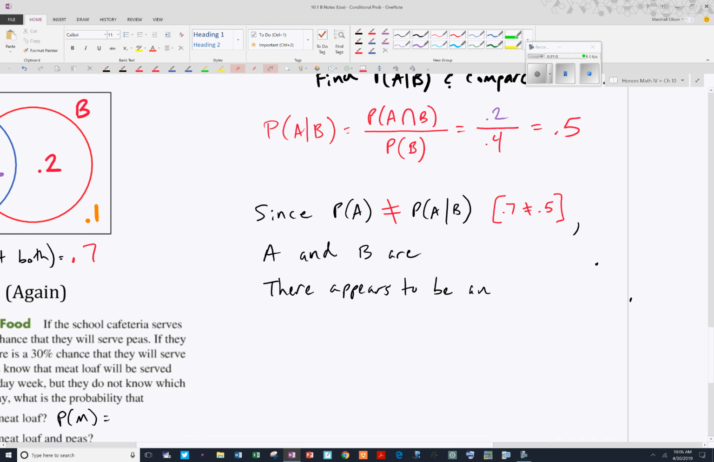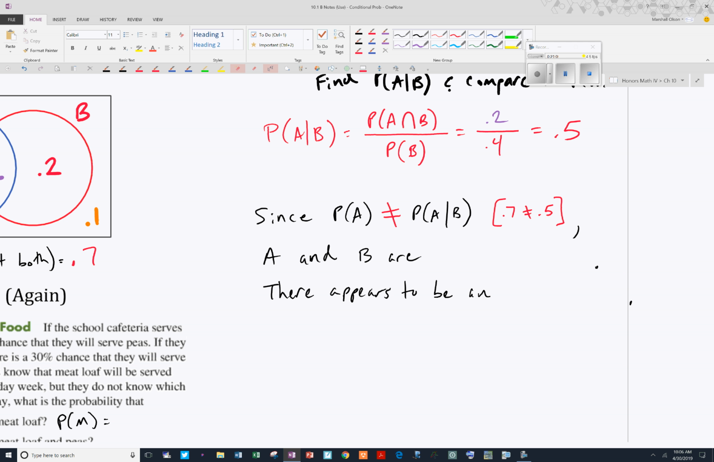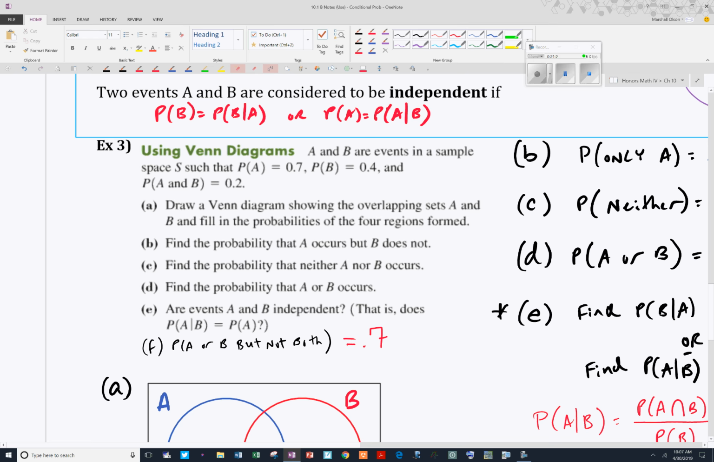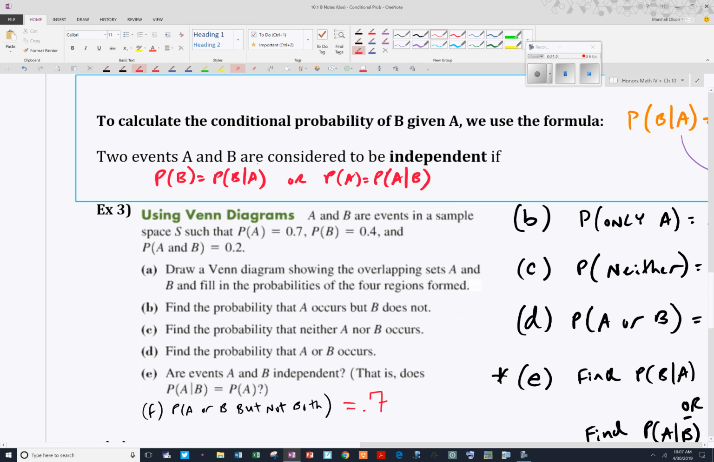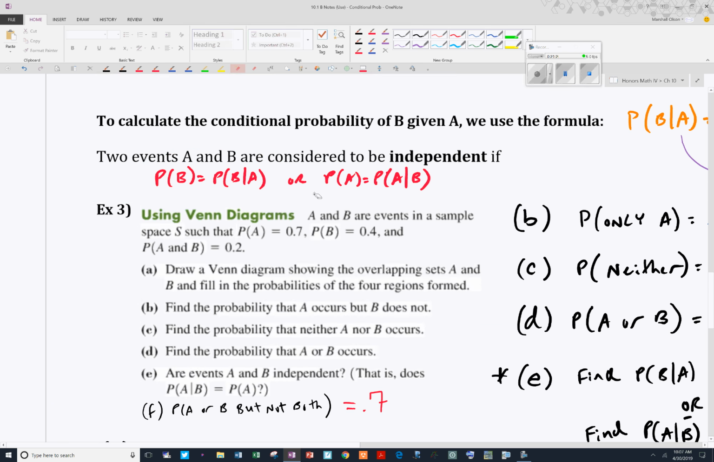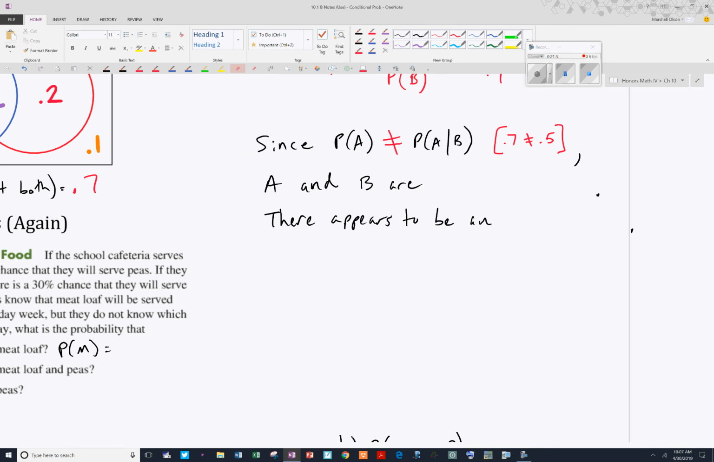So what we say is A and B, since they are not equal, are what? They are not independent, or independent? Not. Okay, let's go back here. They are independent if they are equal, right? They are not independent.